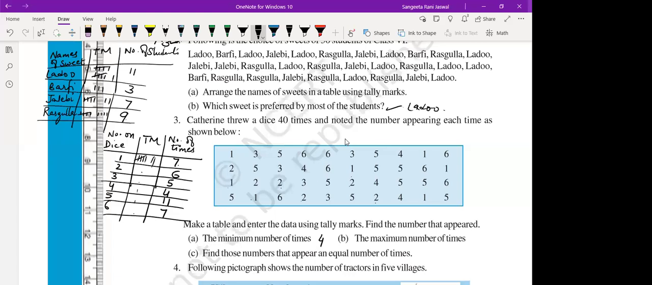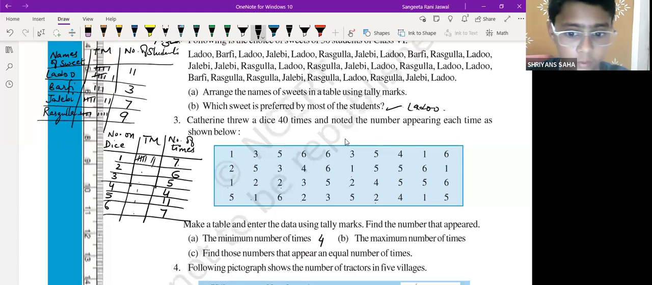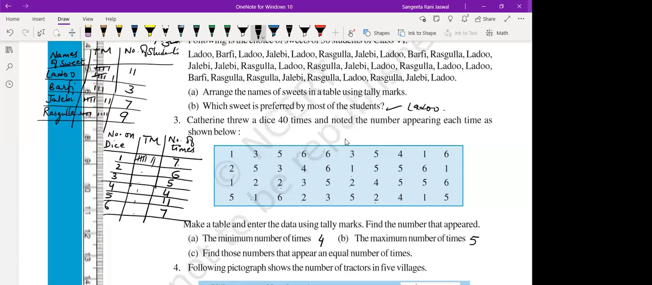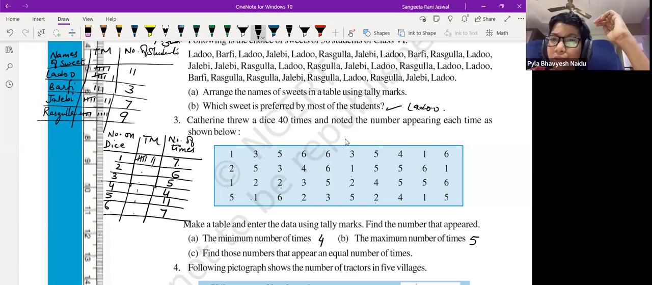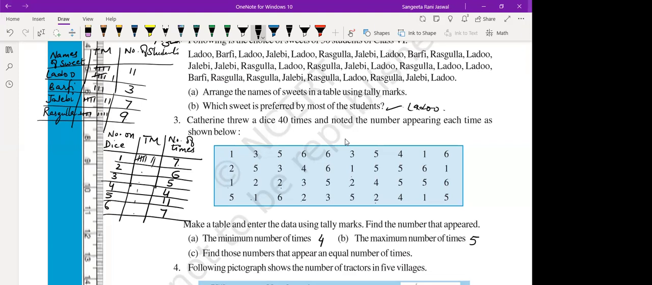The maximum number of times. I will not take the answer like this. I am taking the name, no? Shriyansh, tell me. Ma'am, five. Maximum number of times, five appeared. Okay. Adya, tell me. Ma'am, 11 times number 5 appeared. Okay. See here, 11 times 5 appeared, no? So the maximum occurrence is 5.